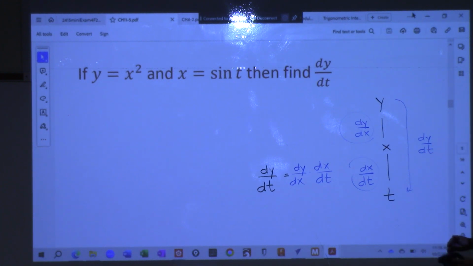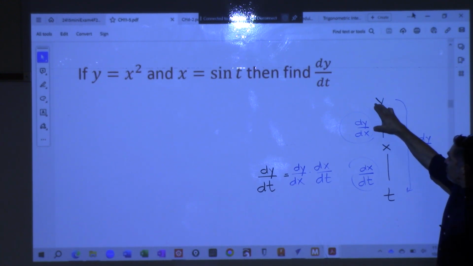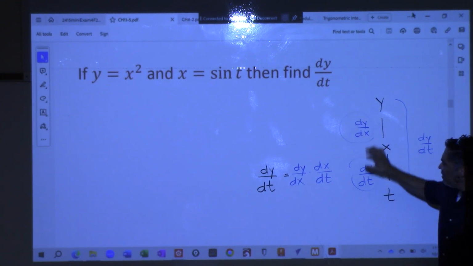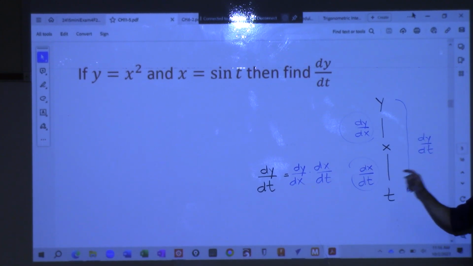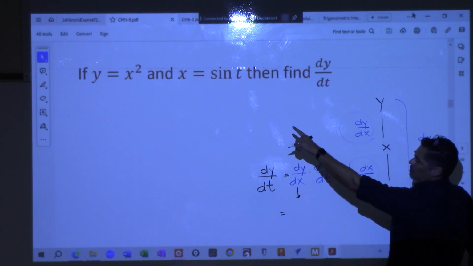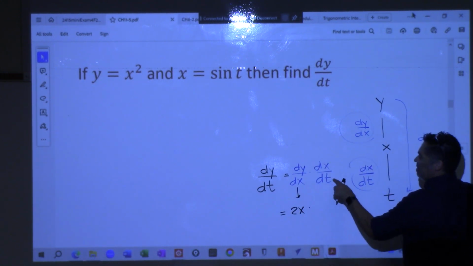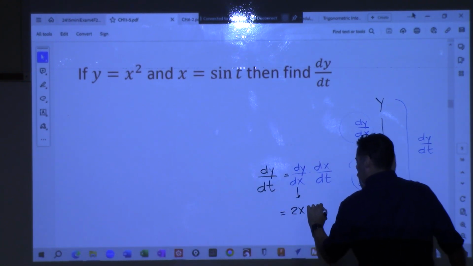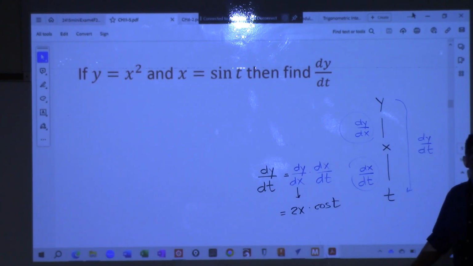Let me try and restate this again. This is basically chain rule. It's saying that if y depends on x and x depends on t, ultimately y depends on t. So if I want to know the change in y with respect to t, then I need to figure out the change of y with respect to x and multiply that times the change of x with respect to t. If I multiply these two together, I have this. So let's do each one of these. What is dy dx? 2x. Times what's dx dt? What's the derivative of x with respect to t here? Cosine t, right? So that's your answer.